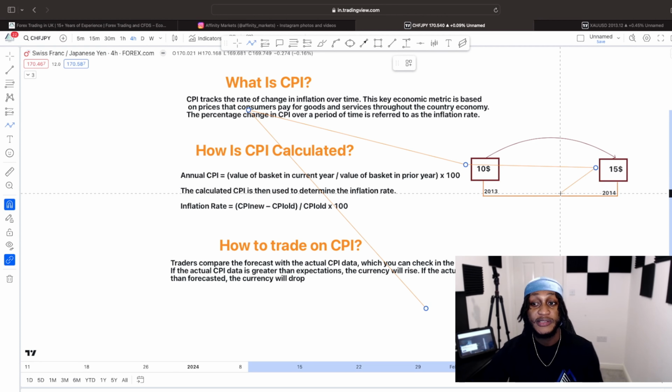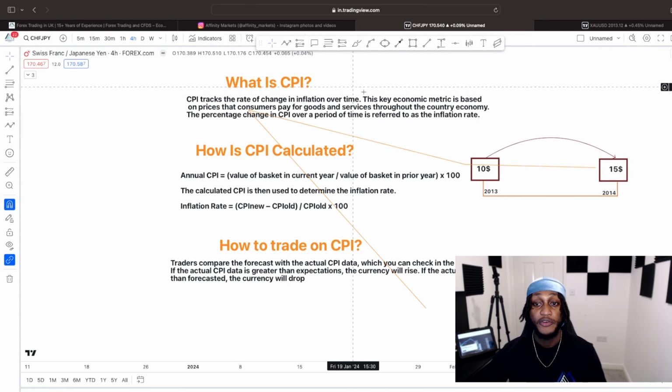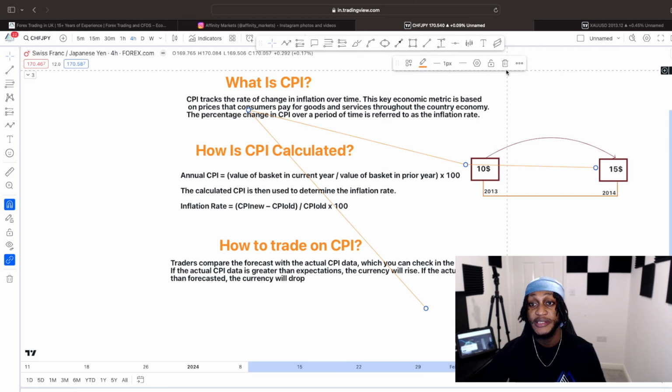But not all the time are you going to see the CPI greater than previously. So it can be either way. Sometimes it can be less, sometimes it can be more. You know what I mean? It all depends on what the country is actually doing.